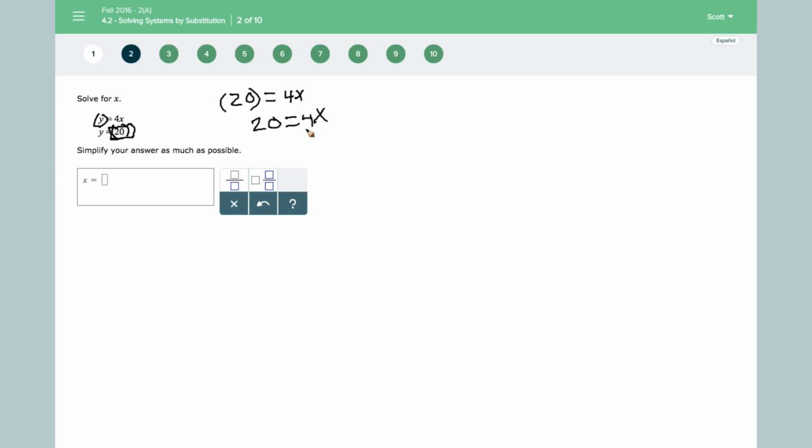Now I just need to solve for x. I'll divide by 4, and I have 5 equals x. And so that tells me the answer is 5. All right, number 3.